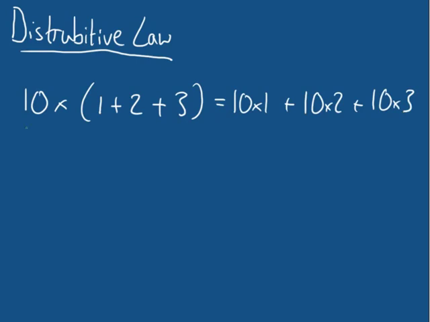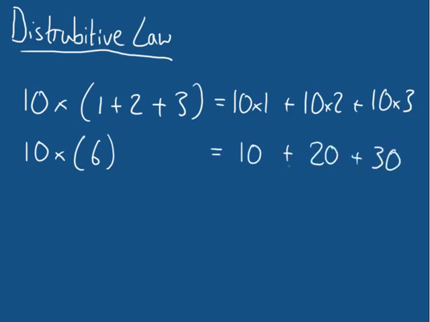So 10 times 1 plus 2 is 3, plus 3 is 6, so 10 times 6, and that's equal to, well, 10 times 1 is 10, plus 10 times 2 is 20, plus 10 times 3 is 30. We know 10 times 6 is 60. And I know that 10 plus 20 is 30, plus another 30 is 60. We can see that these are the same.